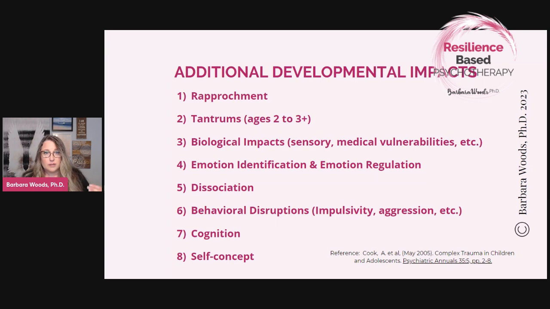Tantrums are a normal, natural thing that kids have to go through in order to develop frustration tolerance and to help develop that rapprochement where love and anger can go together. So if they don't have them between ages 2 and 3 or around there, they have them later and they are far worse. They are much more volatile, angry. It's more disruptive to the parent-child relationship.